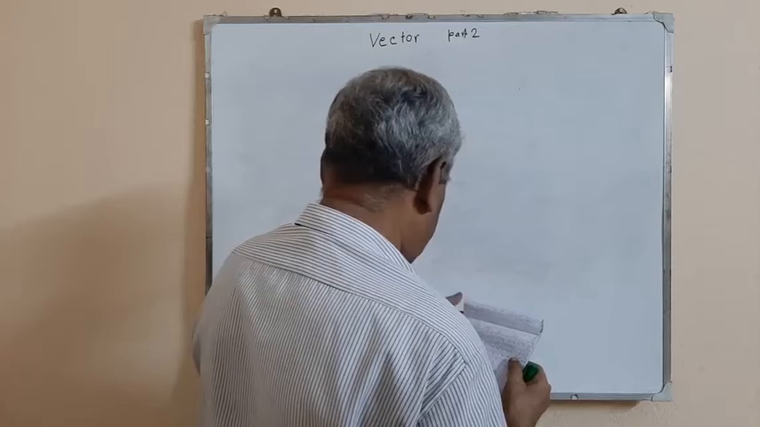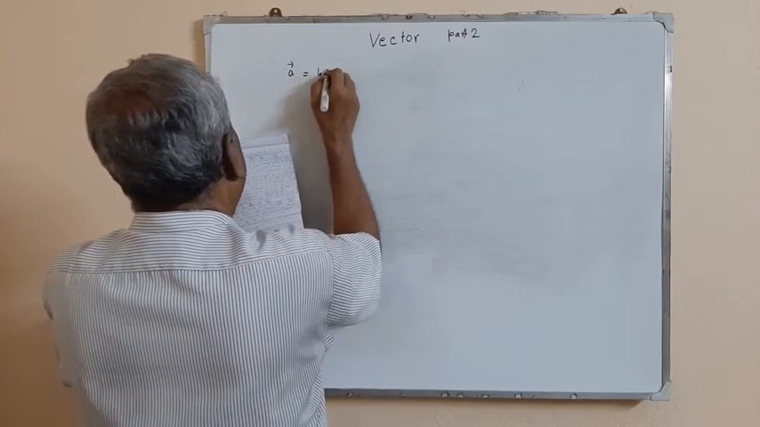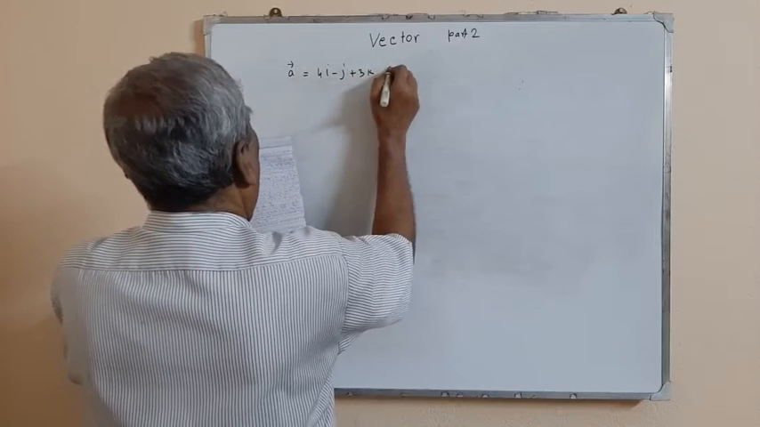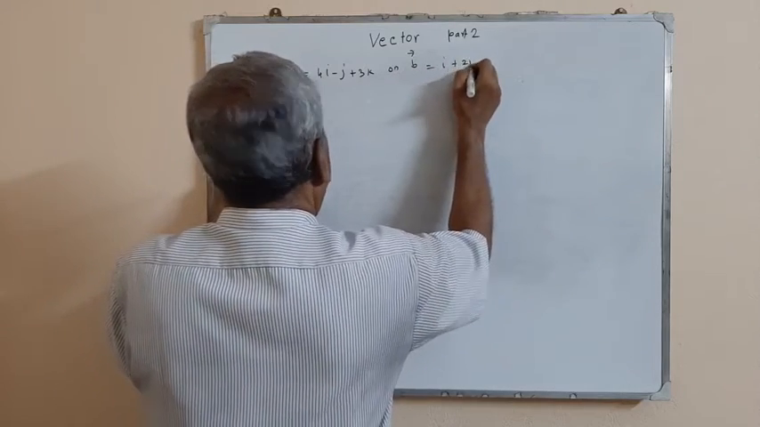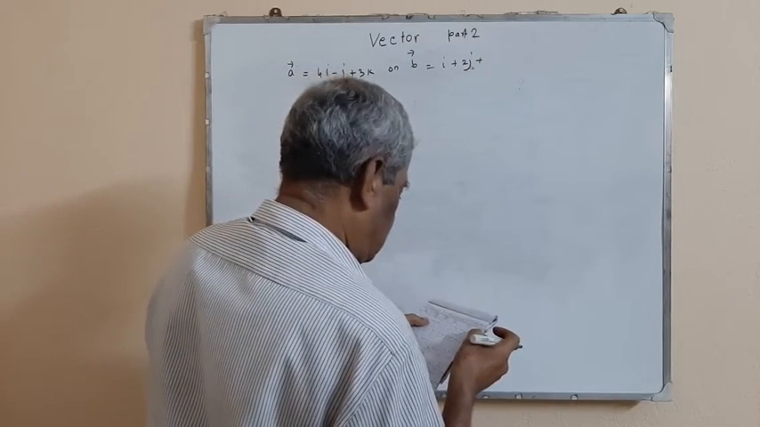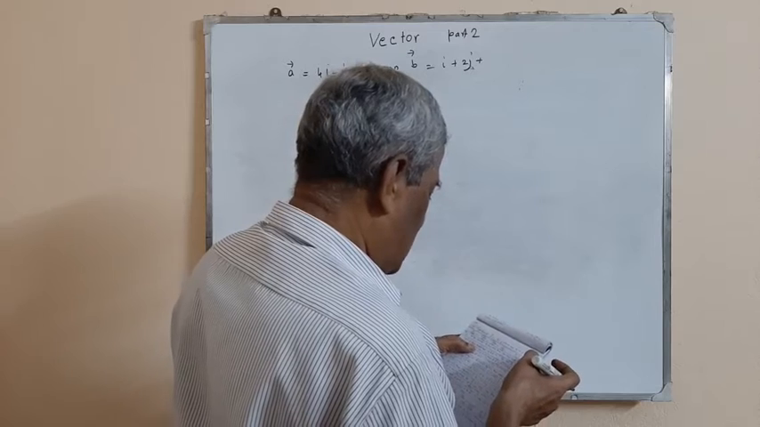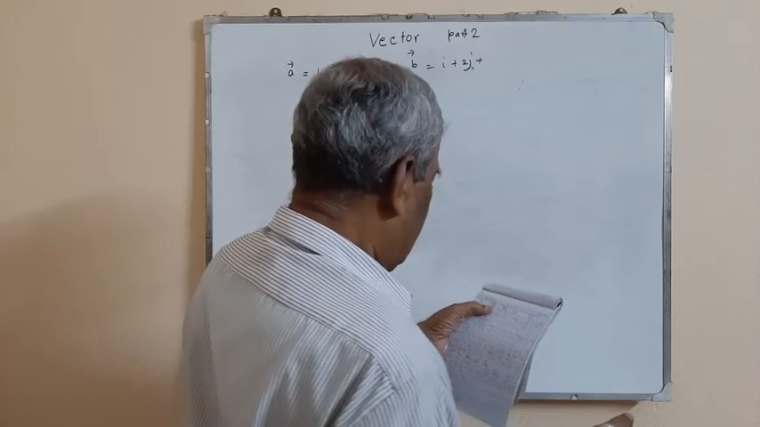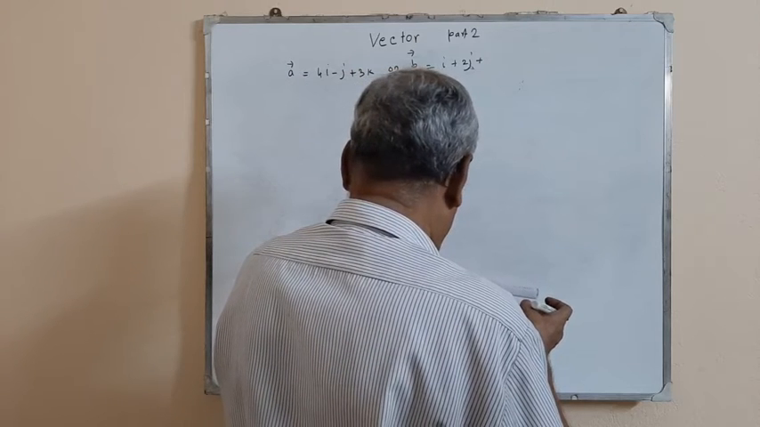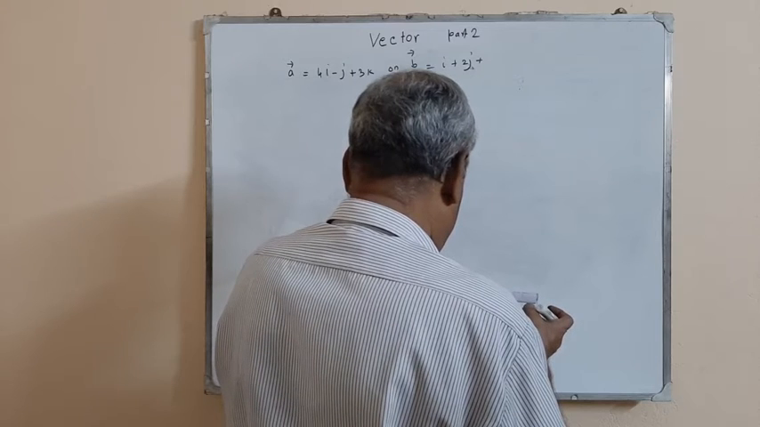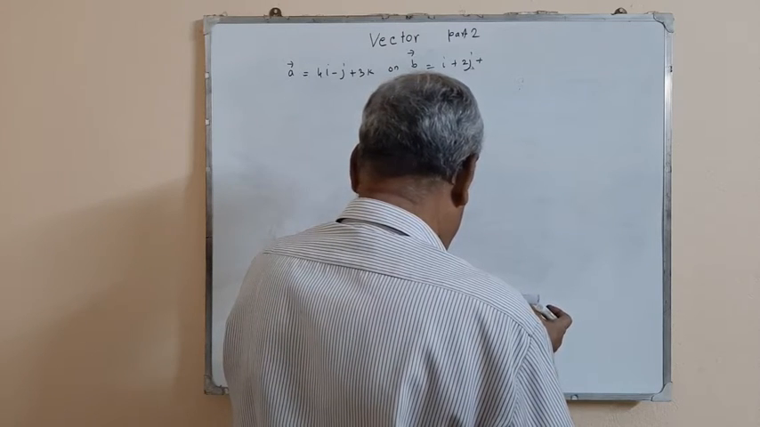Next one. Projection of A, 4i minus j plus 3k, on B, i plus 2j plus 6k.